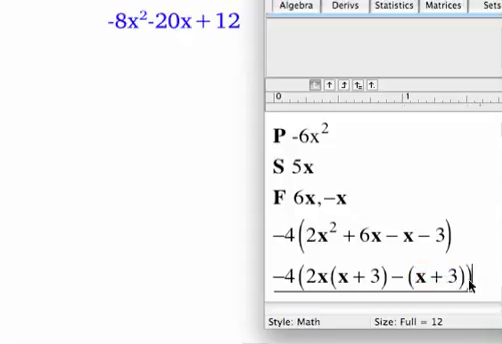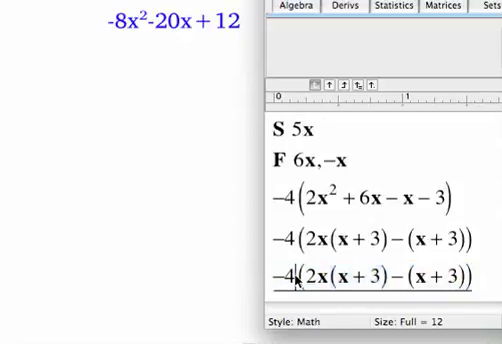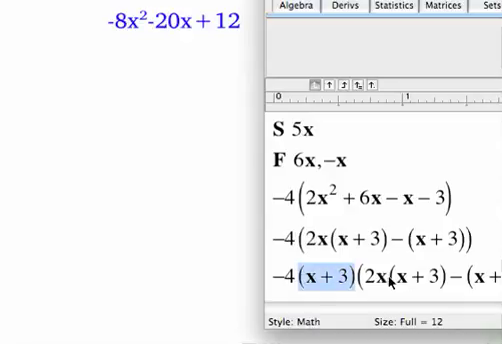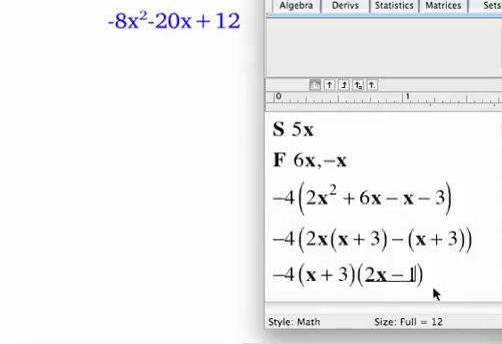Now the x plus 3 is common, so I'm going to factor that out. If I remove the x plus 3 in each case, I'm left with 2x minus 1. Notice that's the same answer: 2x minus 1, x plus 3. And down here I have x plus 3, 2x minus 1. So it's really just the same answer, just commuted a little bit.